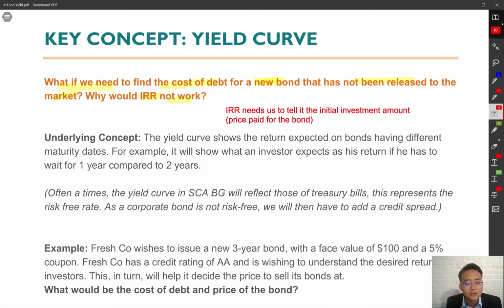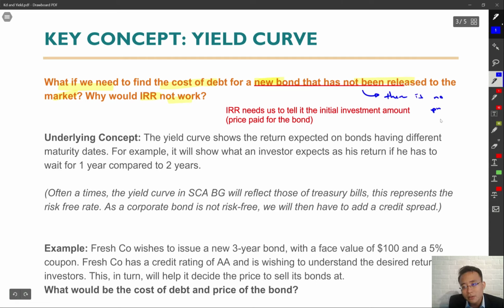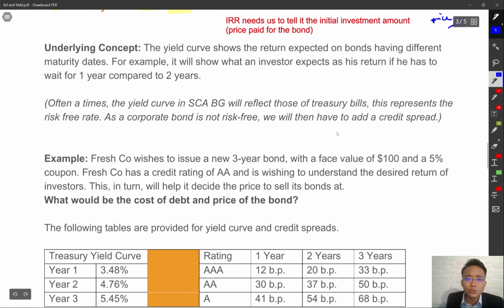But fellows, this bond is not even released. How would I know the price of a bond that has not been released? There is no price. Therefore, IRR will not function. Right? There is no price. Now, in that case, then, how do we solve something like this? This is a pertinent question for companies that are planning to issue bonds to the public, right? So they have to think, what is my cost?